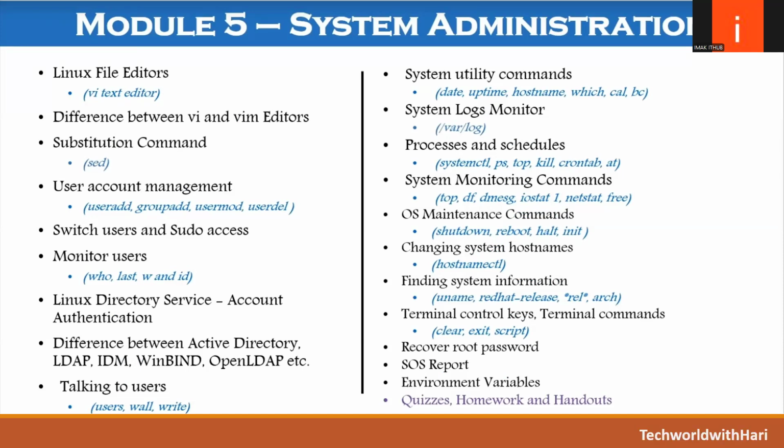And the system logs in var log, processes and schedules, systemctl, ps, top, kill, crontab, and system monitoring commands like top, df, dmesg, iostat, netstat, free. Then OS maintenance, such as shutdown, reboot, halt, init, changing the hostname, and finding system info with uname, the Red Hat release file, rpm, arch. We'll discuss terminal control keys, clear, exit, script, recovering the root password, sar report, and types of environment variables.